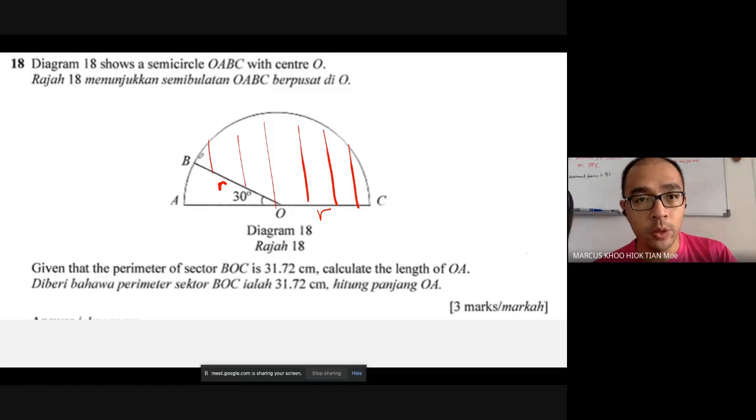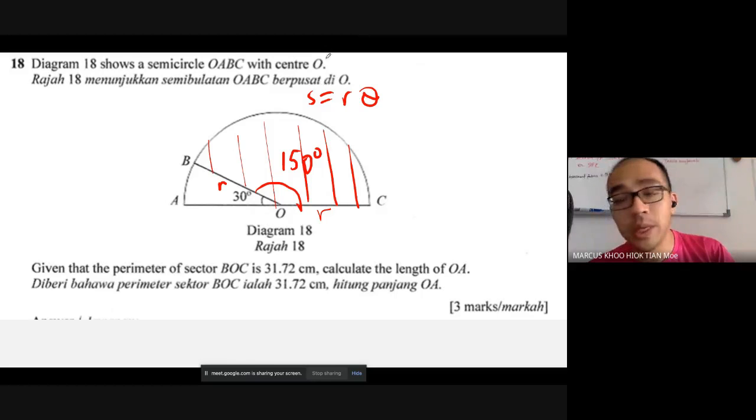Okay, and we know that the formula is s equals to r theta. So first of all, we have to find out what the theta is lah. Okay, since this is 30 darjah, so over here will be 150 degrees. Okay, but because we want to use this formula, we cannot use degrees. We have to change degree to radian. Okay, so 150 degrees equals to 150.